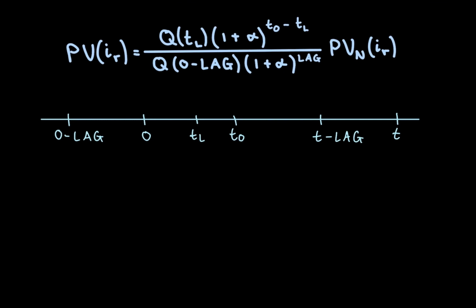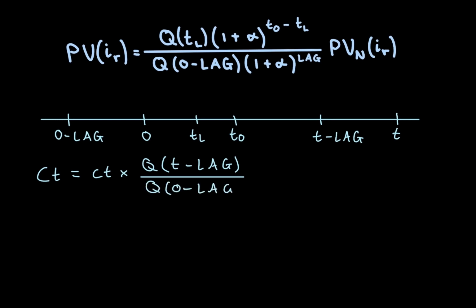If you recall from my last video, you'll know these following two formulas. The first one being that our monetary value, capital CT, is equal to our nominal value, lowercase ct, multiplied by our RPI at t minus lag over our RPI value at naught minus lag. Now, RPI simply stands for Retail Price Index, and it's an indexation that we use to link our cash flows to so that they take into account prices in an economy.